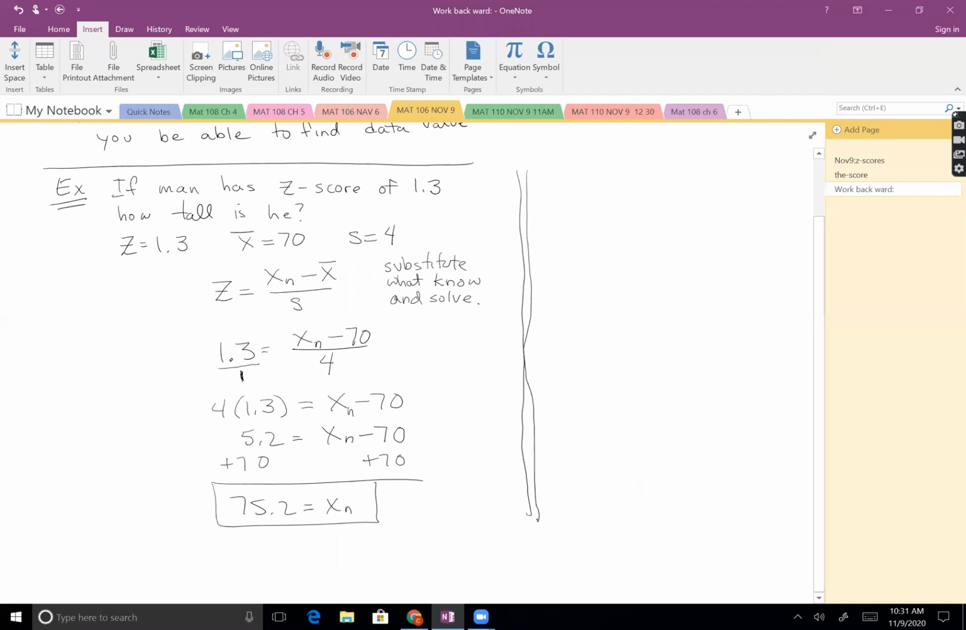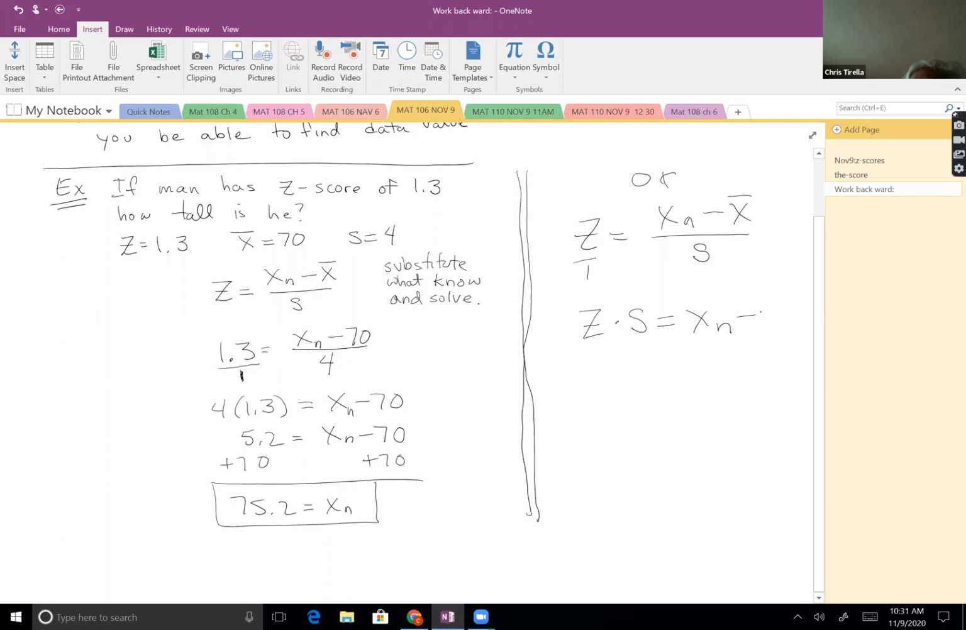I'm good. The other possibility where we had the z-score equal to the data value minus the mean over the standard deviation, we did the work we just did with the variables. We have that the z-score times the standard deviation is equal to the data value minus the mean. Or we have that the z-score times the standard deviation plus the mean is equal to the data value. And so if you want to remember another formula, you could.